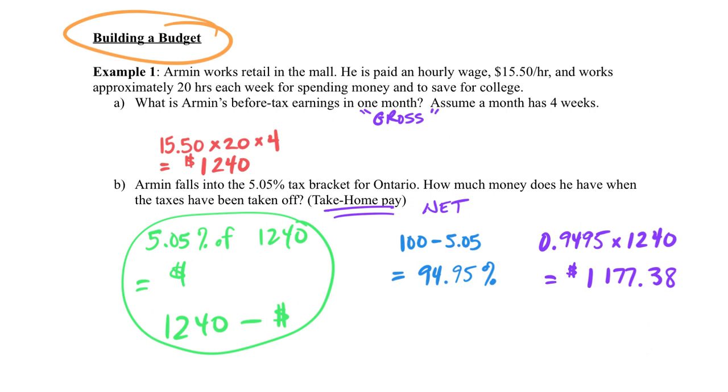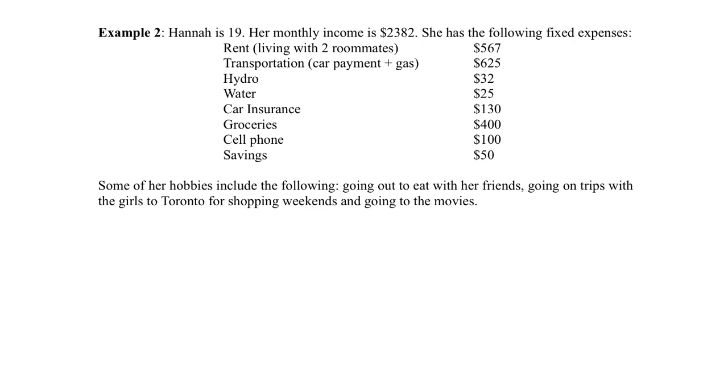We would know, for instance, if we were going to build a budget for Armin, that when we build that budget, he's got $1,177.38 to spend. Okay, let's jump on to the next problem. So take a look at the screen now, and you'll see our example 2.